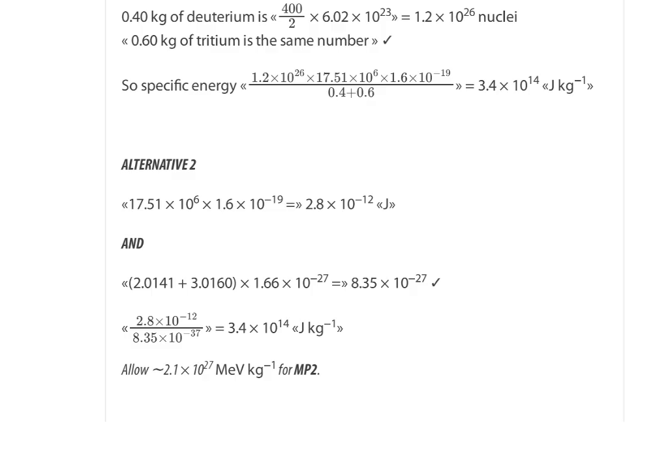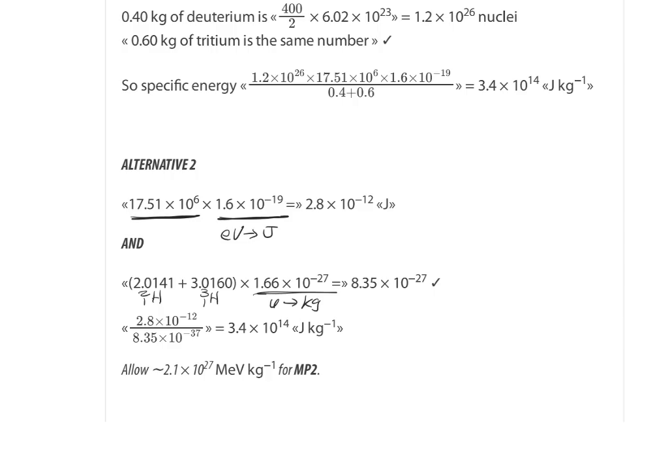So they have here, this is the 17.51 mega electron volts we found before. That's right here. And then here we need to get to joules, so that's the electron volt to joule conversion. And so 17.51 mega electron volts is 2.8 times 10 to the negative 12 joules. So that's the energy. Then we figure out the mass, and the 2.0141 and 3.0160 are for the deuterium and the tritium. But that's in universal mass units, so we have also the conversion from universal mass units to kilograms right here, and so we wind up getting 8.35 times 10 to the negative 27 kilograms.